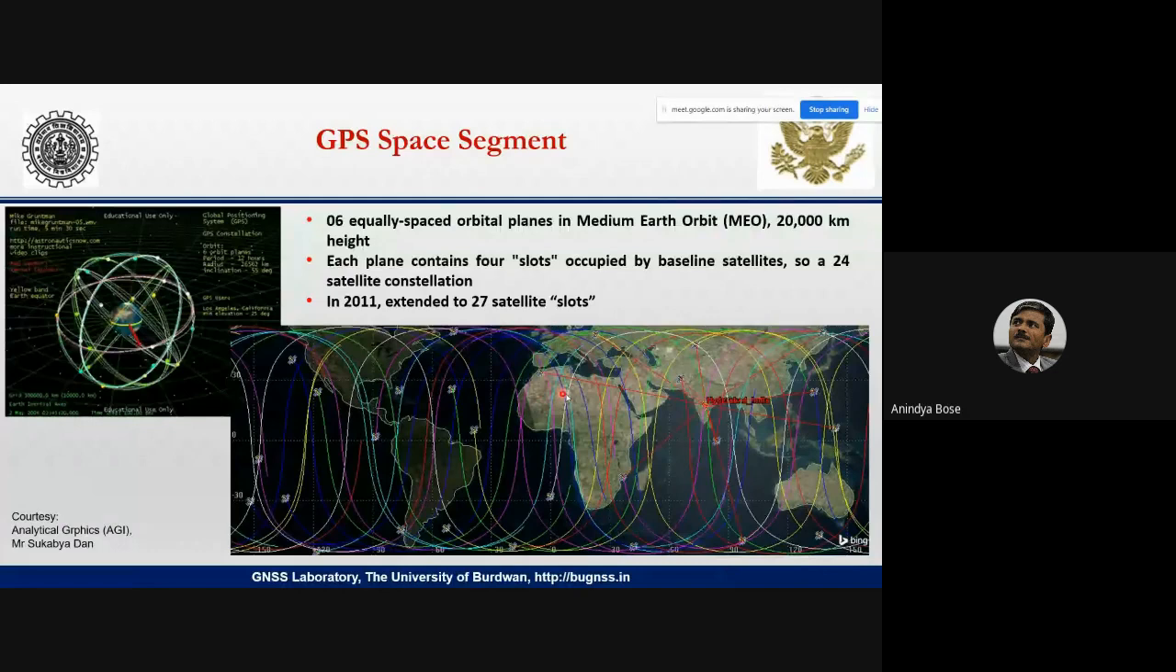Overhead you can see 1, 2, 3, 4, 5, 6, 7, 8, 9. So nearly 9 satellites. On average, we get 8 to 11 GPS satellites overhead at any point of time from any point in India. There are 6 equally spaced orbits, though that is not very important. Each plane contains 4 slots. So 4 into 6, 24 satellites is the baseline constellation. In 2011, they extended it to 27 satellite slots, so that there are always redundancies.